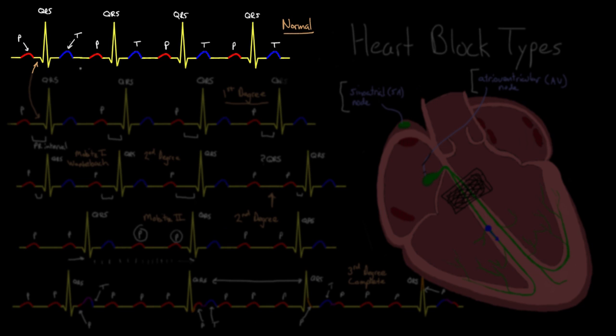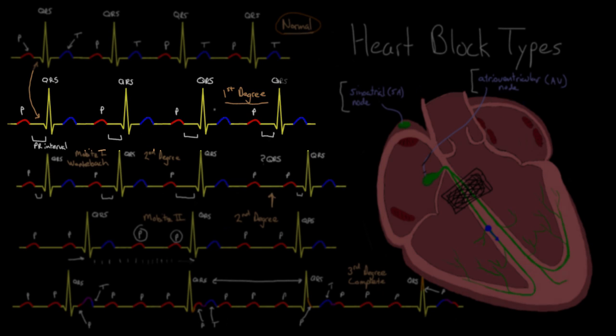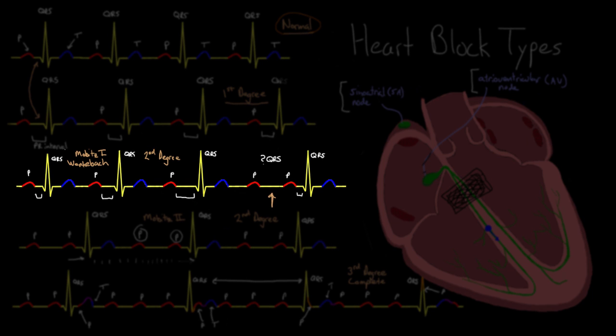So comparing all of our rhythm strips, we have our normal up here with nice P, QRS, and T components. We have a first degree block where there's just an increased distance between the P and the QRS. We have our two types of second degree blocks, a Mobitz 1 or Winky block where we have an AV node that can't keep up with the SA node and it falls further and further behind and eventually drops a beat, or Winky, Winky, Winky Bach.